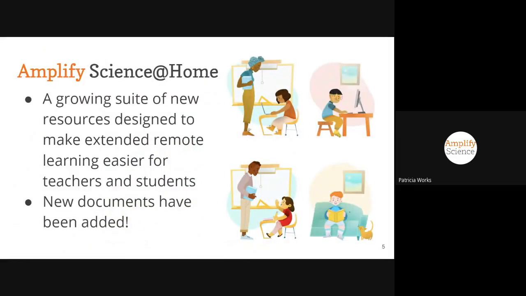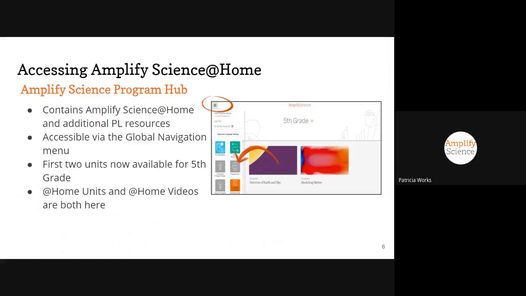Amplify Science at Home contains a growing number of resources for teachers and students for remote instruction. New documents like the lesson index have been added. To access the at-home resources and other professional learning resources, click on the global navigation icon, the little hamburger, in the upper left-hand corner of the screen on the Amplify platform, and then scroll down to the gray Program Hub icon.